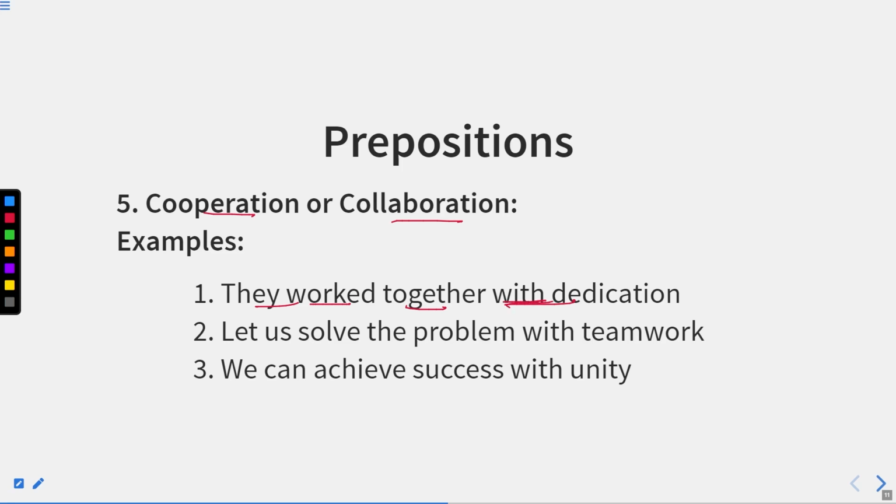So we are using the preposition "with". Let us solve the problem with teamwork. So "with" shows the collaboration. We can achieve success with unity. So we can only achieve success when we are united. With unity, unity is a noun, success is a noun, and both of these things are showing the collaboration. We are using the preposition "with". Now let us move further.